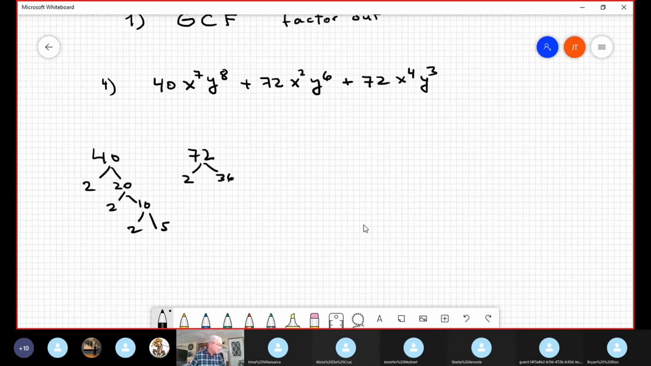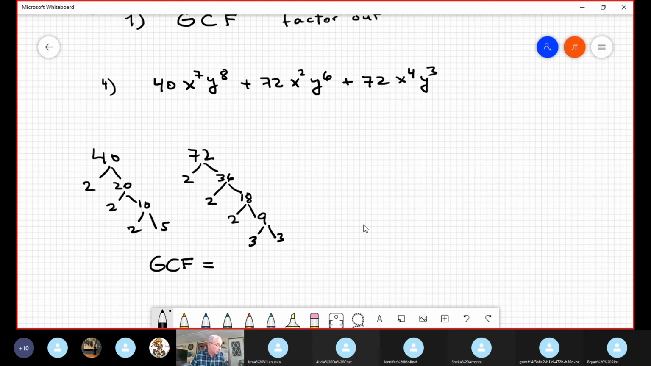Let me check it just in case in the calculator. You put 72 divided by 2. It's obvious, right? 72 divided by 2. There you go. 36 is also even, so we continue dividing by 2. It's 18, no? And 18 is even, and 9. And 9 is 3 and 3. Okay, so what is the GCF? At least the numerical part.